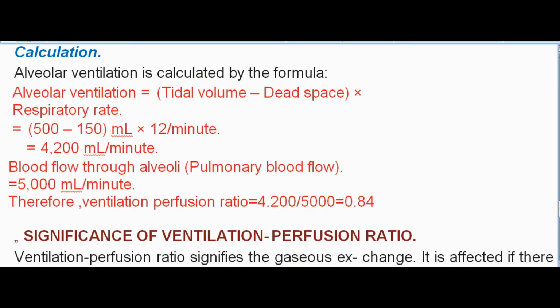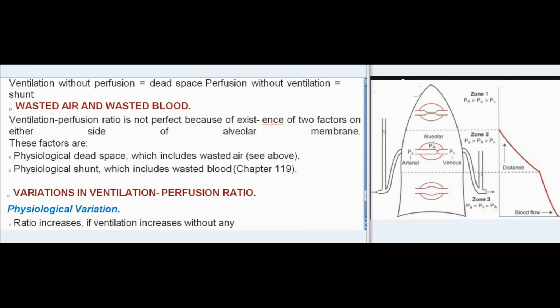Significance of ventilation-perfusion ratio. Ventilation-perfusion ratio signifies the gaseous exchange. It is affected if there is any change in alveolar ventilation or in blood flow. Ventilation without perfusion equals dead space. Perfusion without ventilation equals shunt, wasted air and wasted blood. Ventilation-perfusion ratio is not perfect because of the existence of two factors on either side of the alveolar membrane. These factors are physiological dead space, which includes wasted air, see above, and physiological shunt, which includes wasted blood, Chapter 119.